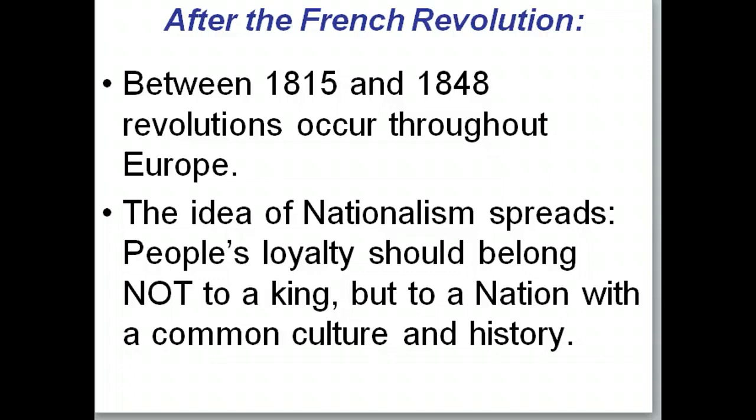Remember that nationalism is the idea that people's loyalty should belong not to a king, but to a nation with a common culture or history. Now, if your government is made up of one common culture or history, then you're going to be loyal to that as well. So we'll start off by looking at Italy and how Italy unifies.